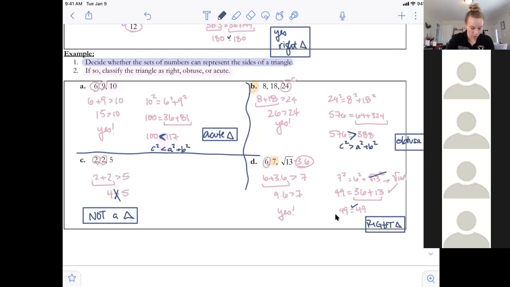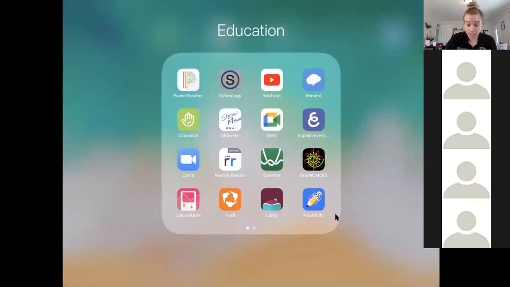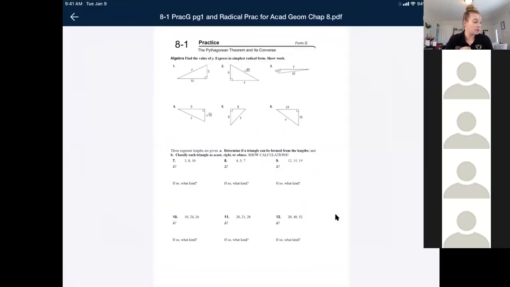Okay, let me jump over to the homework really quick. I do not see you tomorrow, but I see you on Wednesday. So tomorrow's a day 4. I don't see you guys on day 4, but I see you on Wednesday, which is a day 5. So this homework is due on Wednesday.